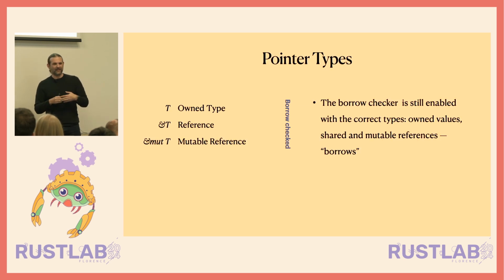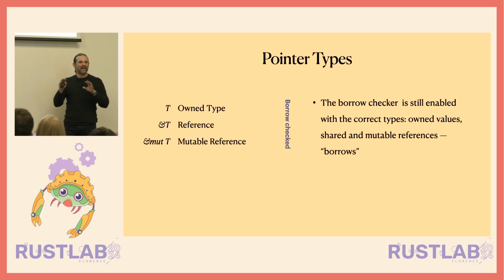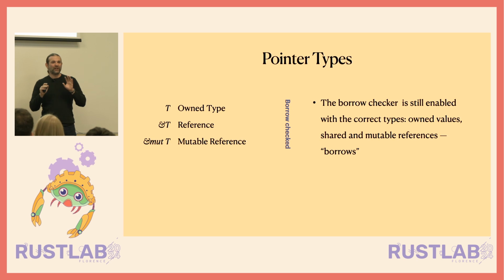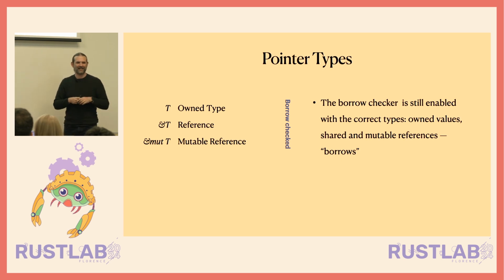The first thing in that list, raw pointers. So there are a couple of pointer types in Rust, and those are three pointer types that you already know. It's the owned type, the shared reference and the mutable reference. And the borrow checker checks on those pointer types. Shared references and mutable references are also called shared borrows and mutable borrows. And shared and mutable borrows are checked by the borrow checker. That's what the borrow checker does. It checks those borrows. So this is a nice bridge, if you like. The borrow checker still works on those particular types.